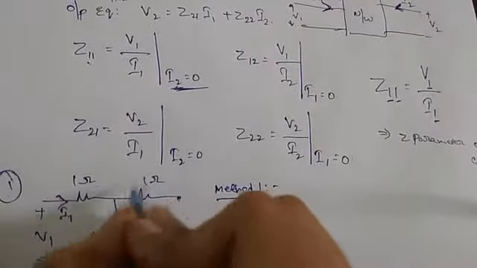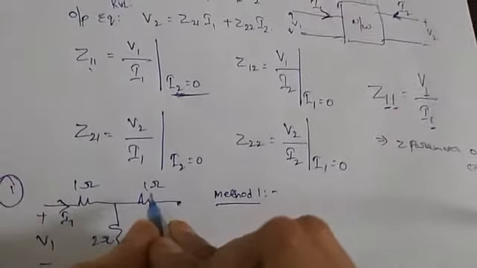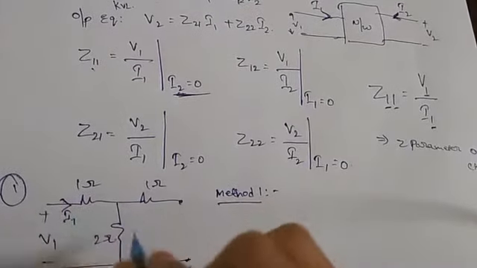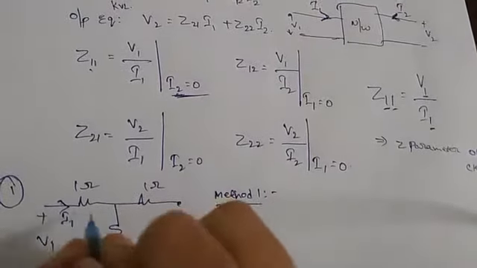That means there is no voltage drop. There is no current in this 1 ohm resistor. Okay, so this is the thing. In these two circuits, the current will flow here.